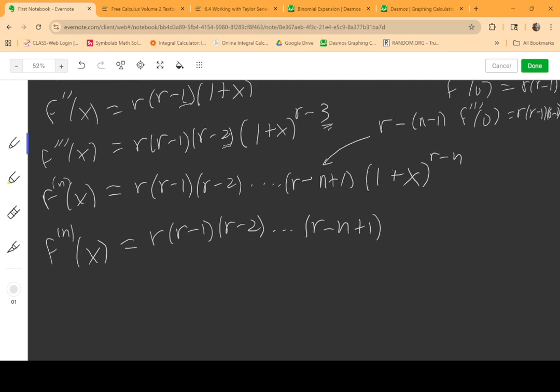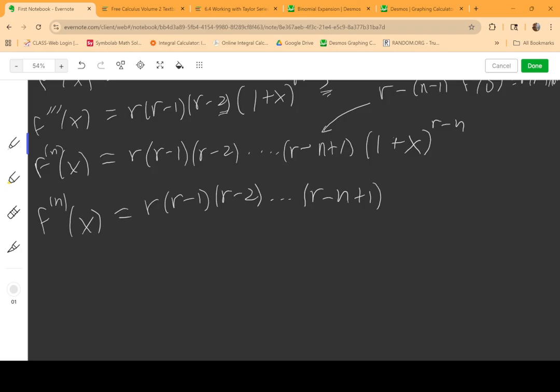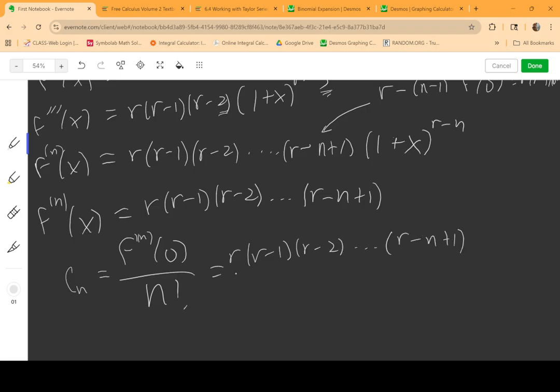So that means in our Taylor expansion, the Maclaurin series, the nth coefficient, our c sub n, is the nth derivative evaluated at 0 over n factorial, which is r times r minus 1, r minus 2, down to r minus n plus 1, all over n factorial.